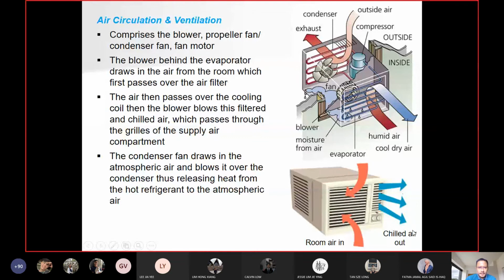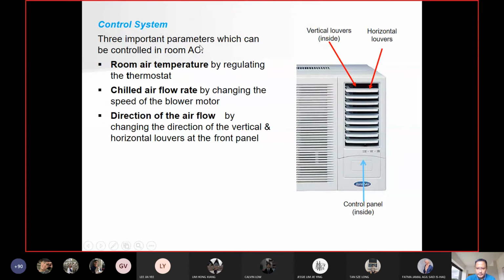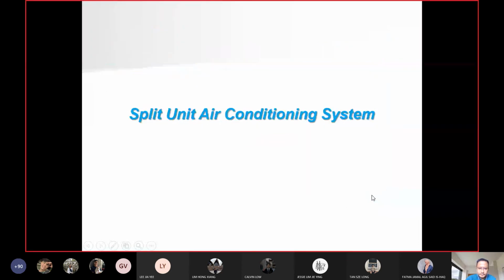The next part is the control system. This is similar to the earlier control system that I mentioned. You can control the air temperature, the flow rate, the direction of airflow, things like that.